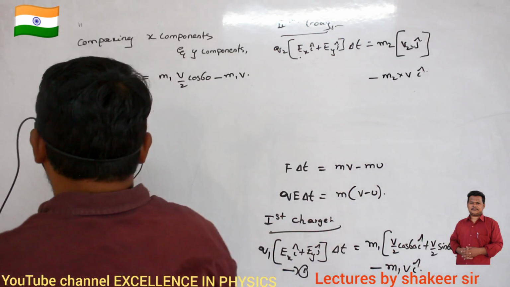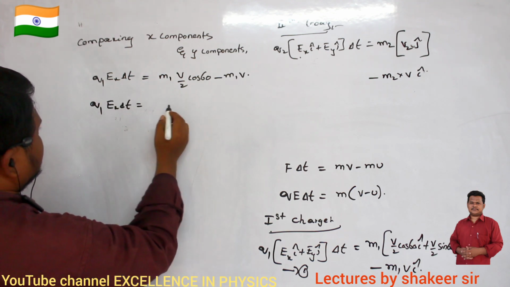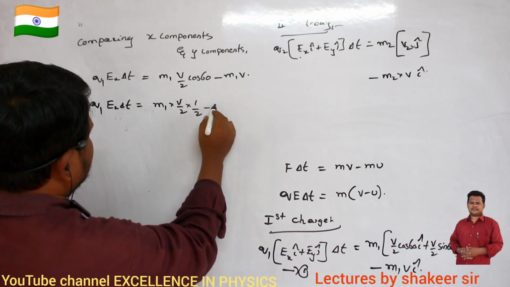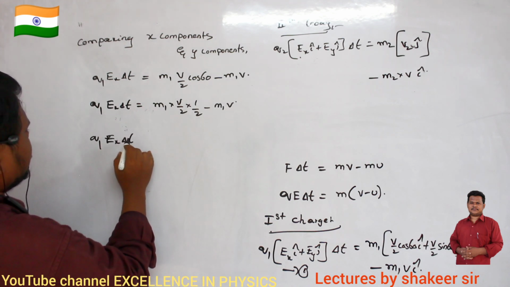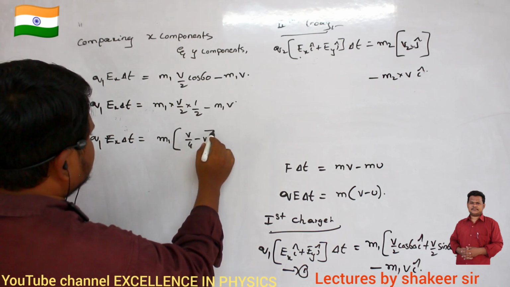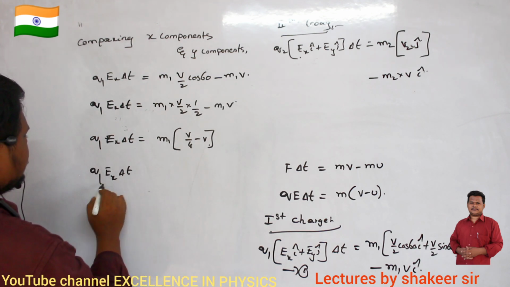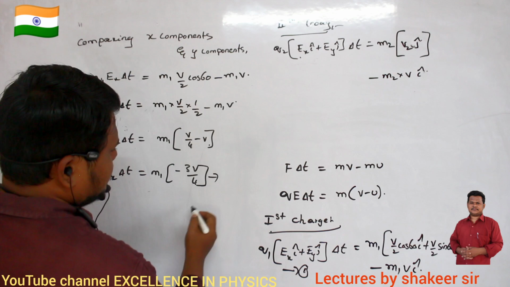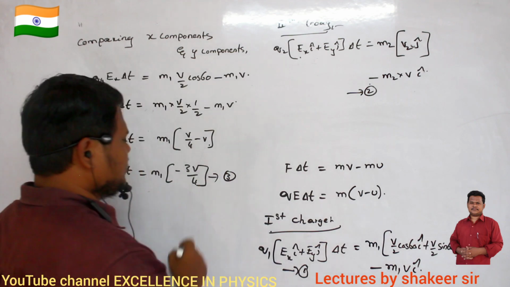Therefore, solve this one. So Q1 Ex delta t is equal to m1 into v by 2, since cos 60 is 1 by 2, minus m1 into v. So Q1 Ex into delta t is equal to m1, if I take common, v by 4 minus v. V by 4 minus v is how much? Q1 Ex delta t is equal to m1 into minus 3v divided by 4. Let it be equation number 3. First equation, second equation, and equation number 3.